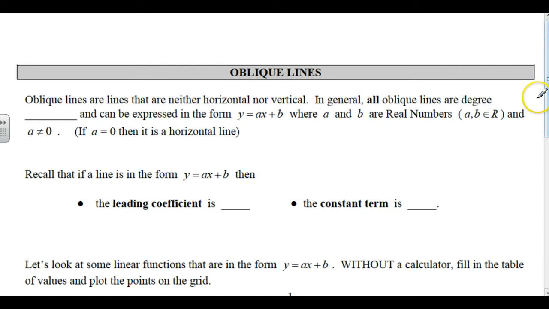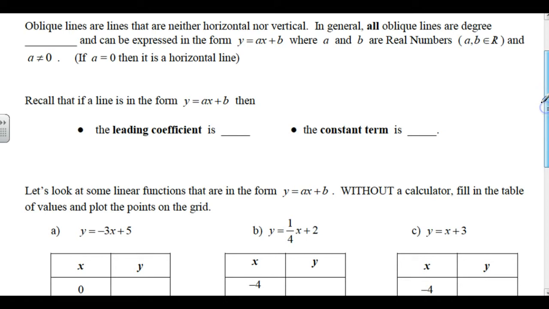Oblique lines. Oblique lines are lines that are neither horizontal nor vertical. In general, all oblique lines are degree 1 and can be expressed in the form y equals ax plus b, where a and b are real numbers. That is to say that a and b belong to the set of real numbers, and a is not equal to 0. If a is equal to 0, then this term is wiped out, and we get y equals b, which is a horizontal line. Recall that if a line is in the form y equals ax plus b, the leading coefficient is a, and the constant term is b.